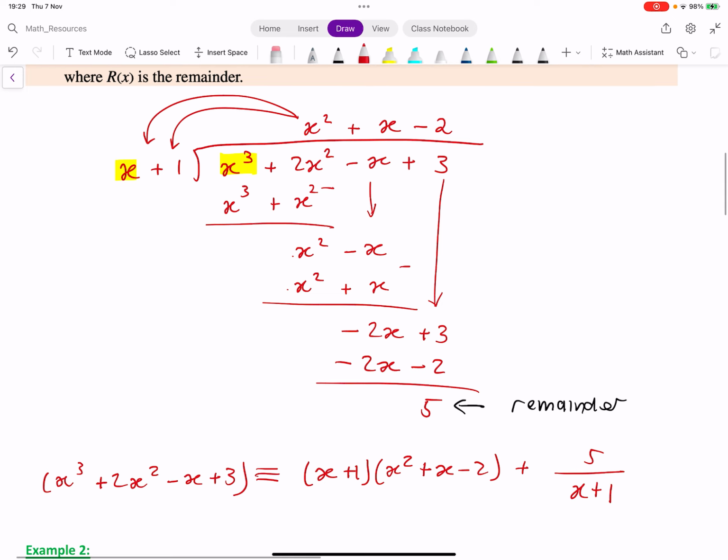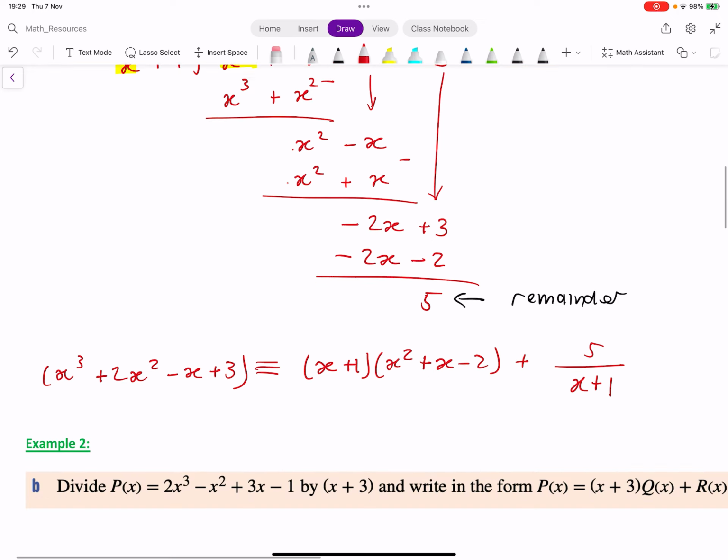And that's my answer. So if you expanded the right-hand side of that equation, you're actually going to get the left-hand side. Okay.